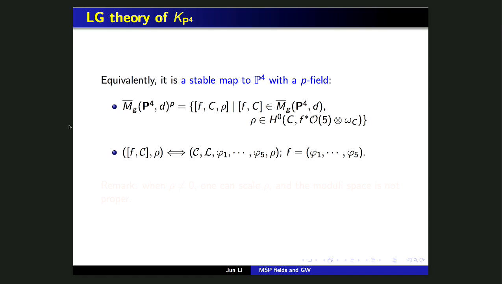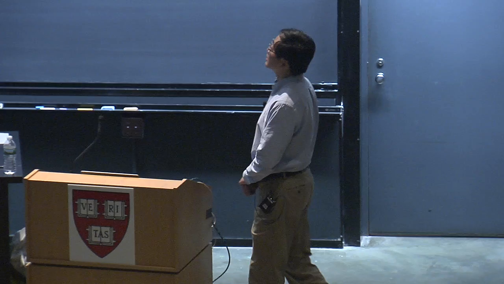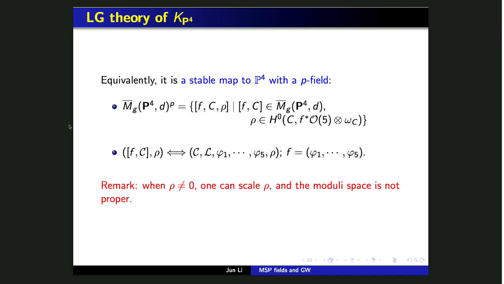So what we are looking at is the moduli space of stable maps with a field, with a P field. Why is it called a P field? That originally appeared in the physics literature. One thing you should notice is that when rho equals zero, you have a stable map and a field, and the field is non-zero, then you can scale the field. The field can go to zero, and then it has a limit. But you can scale the field to infinity, and then it does not have a limit. So this moduli space is not compact, not proper.